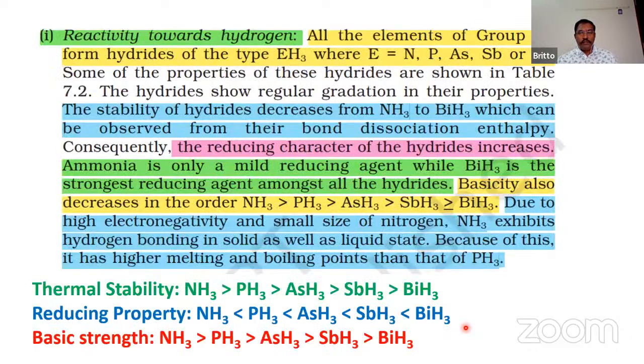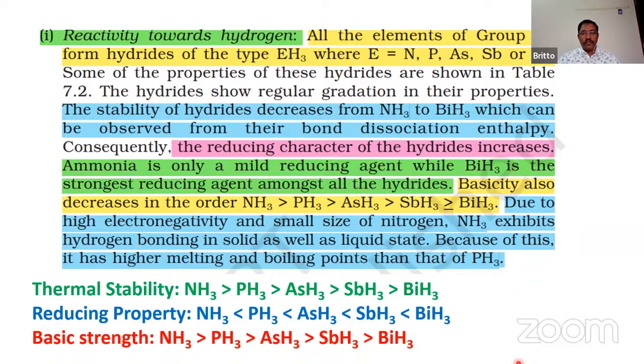And another thing is, due to high electronegativity and small size of nitrogen, NH3 exhibits hydrogen bonding. அது ஞாபகம் வச்சுக்கோங்க. அமோனியா generally it forms hydrogen bonding. Other elements இதுல hydrogen bonding is not formed. Another different property of nitrogen பார்த்தீங்கன்னா, it has the tendency to form hydrogen bonding.